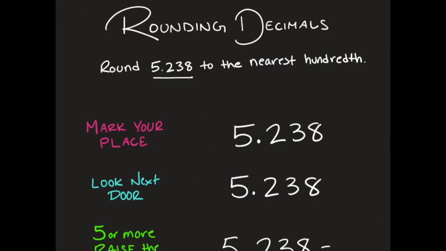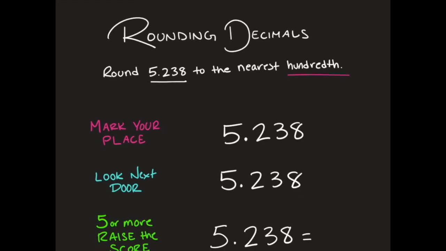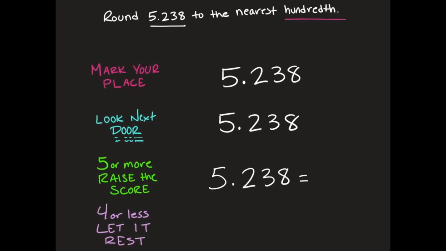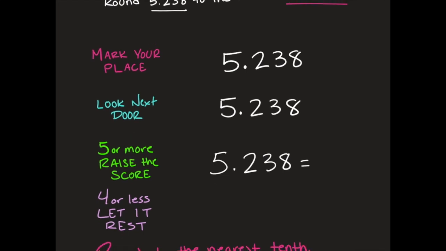Okay, so today we are rounding decimals. So our first example is to round 5 and 238 thousandths to the nearest hundredth. On the side here I have some sayings that are going to help us with directions as we do our rounding.